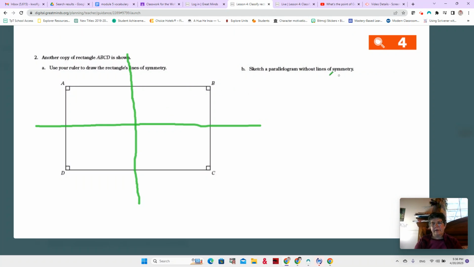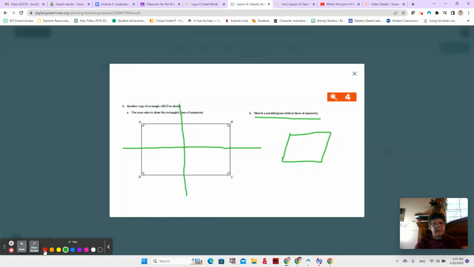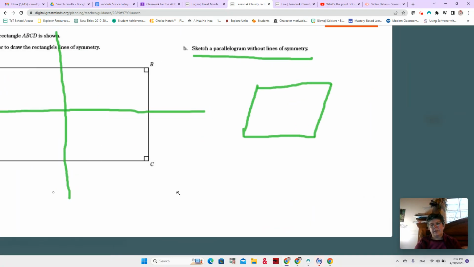Sketch a parallelogram without lines of symmetry. Okay, so now we're back to parallelograms, 2 sets of parallel sides, but it's not going to have any lines of symmetry. So let's think about that. Okay, we want to have two parallel sides, but no lines of symmetry. And this is just a sketch, so it's not going to be perfect. Now let's see. Does that have any lines of symmetry?